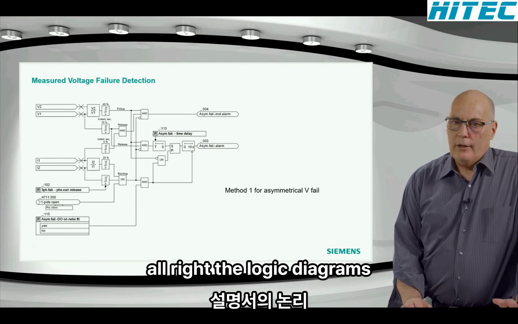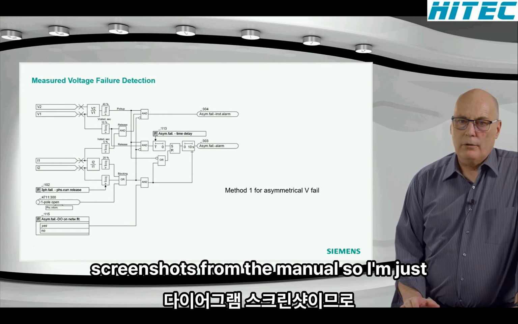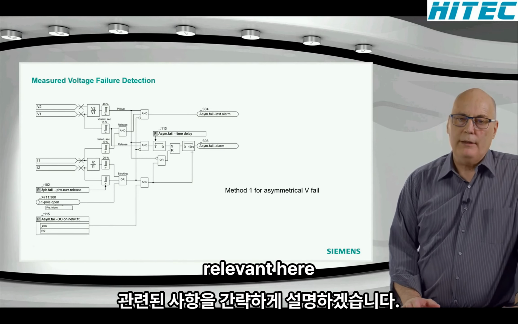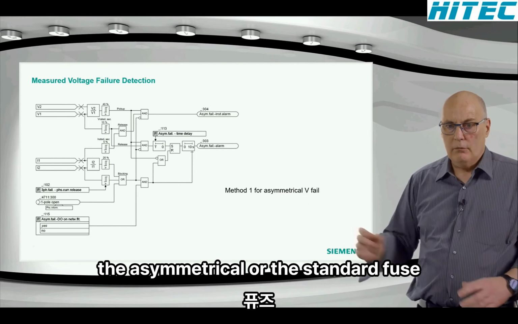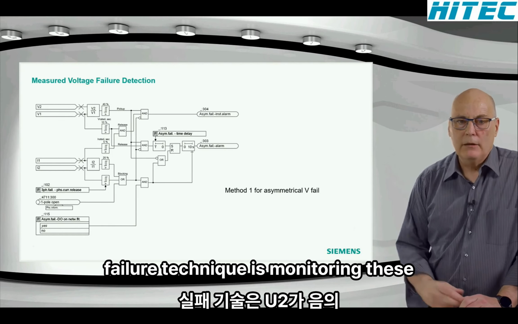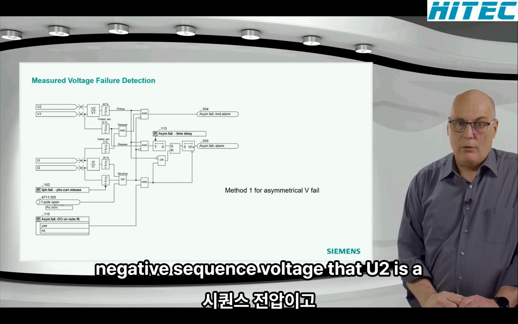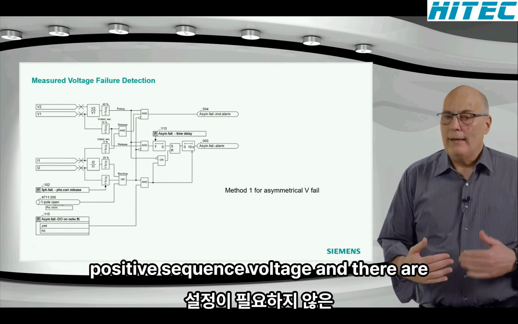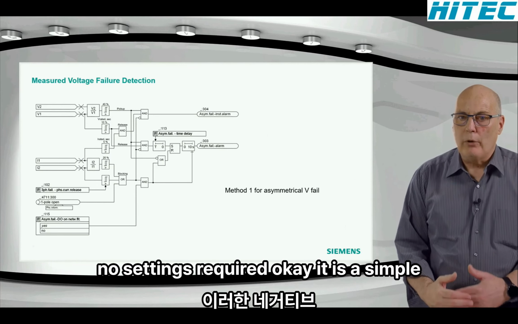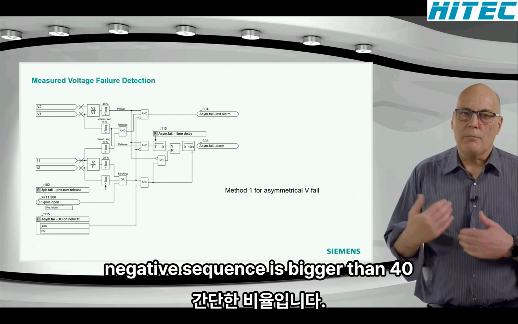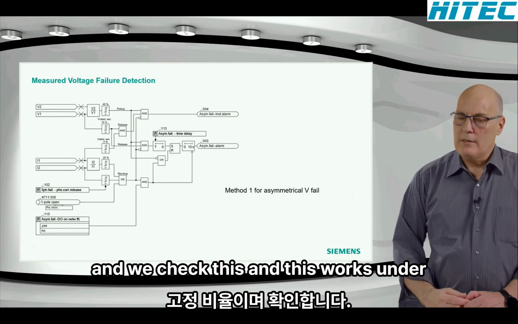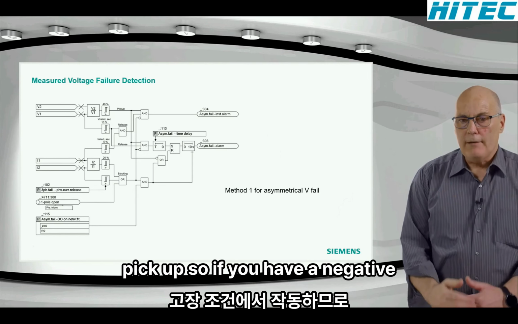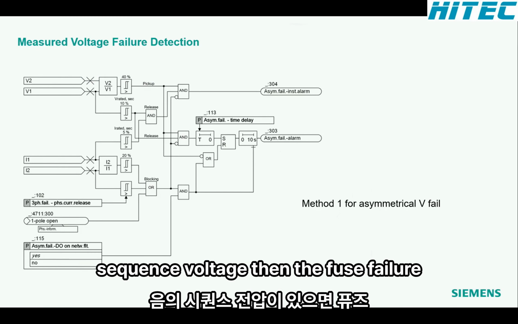All right, the logic diagrams, screenshots from the manual. So I'm just going to briefly explain what is relevant here. The asymmetrical or the standard fuse failure technique is monitoring the negative sequence voltage, U2 is the negative sequence voltage and U1 is the positive sequence voltage, and there are no settings required, okay? It is a simple, fixed ratio. When the negative sequence is bigger than 40%, and this works under all normal fuse failure conditions, it will pick up. So if you have a negative sequence voltage, then the fuse failure protection will want to pick up.